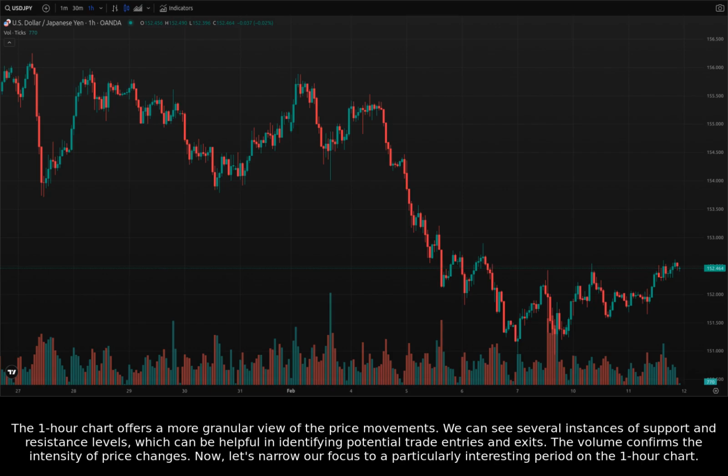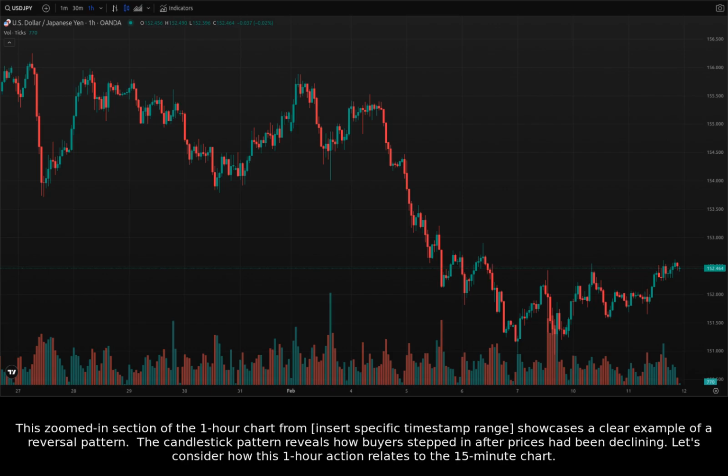Now, let's narrow our focus to a particularly interesting period on the 1-hour chart. This zoomed-in section of the 1-hour chart showcases a clear example of a reversal pattern. The candlestick pattern reveals how buyers stepped in after prices had been declining.